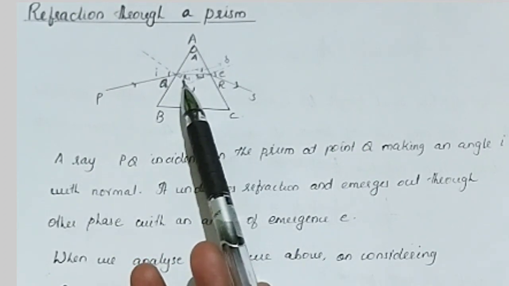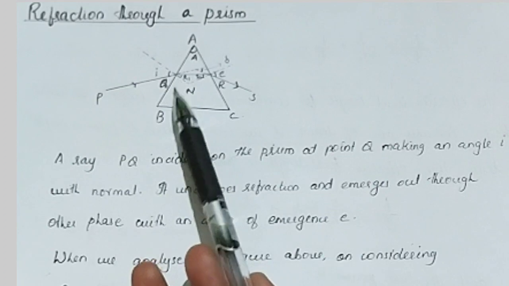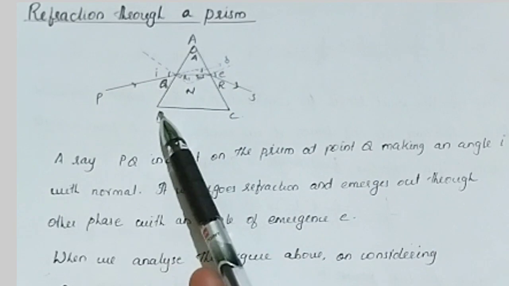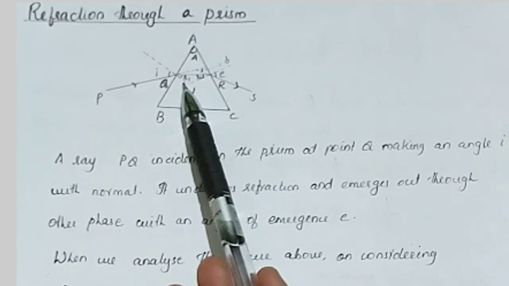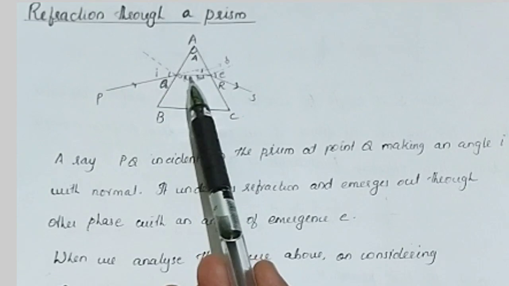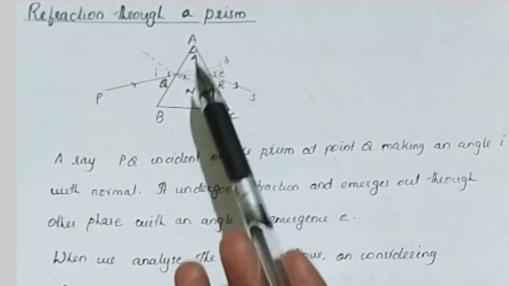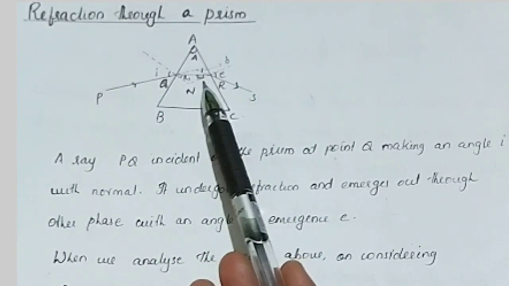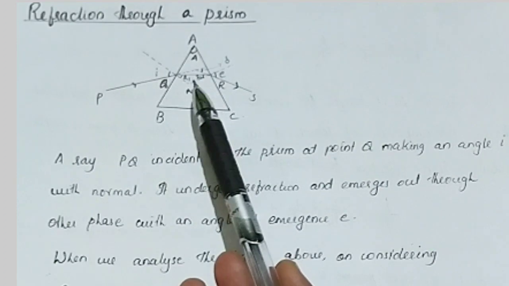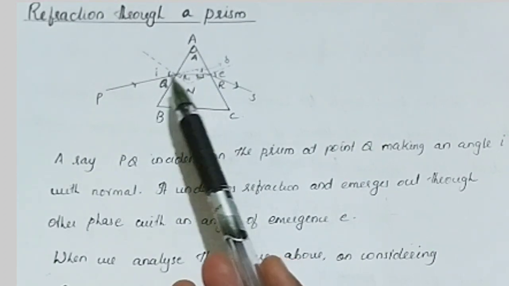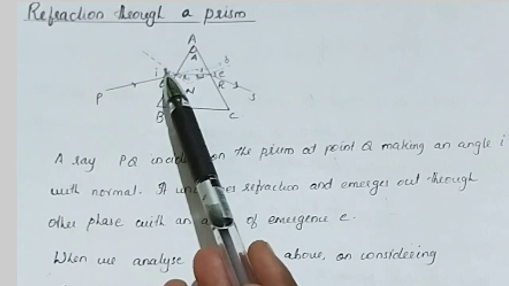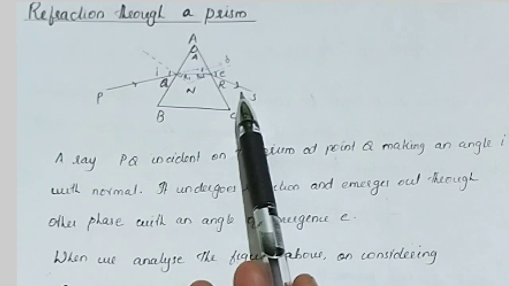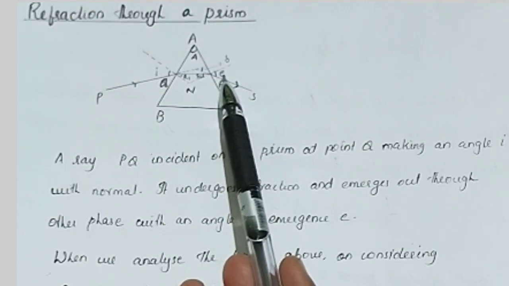So in the whole process of refraction through a prism, we can see that the incident ray undergoes refraction twice, and there are two angles of refraction. The angle of refraction at the face AB is R1, which is the angle between the refracted ray and the normal at the face AB, and the refracted ray and the normal at the face AC make an angle of refraction R2. So there are two angles of refraction, and the incident ray makes an angle with the normal known as the angle of incidence, and the emergent ray makes an angle with the normal known as the angle of emergence.